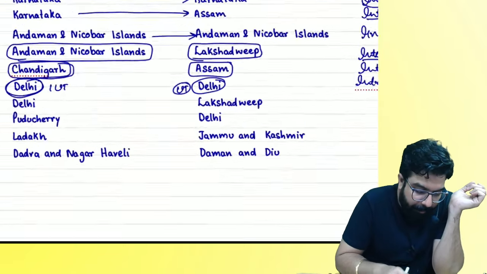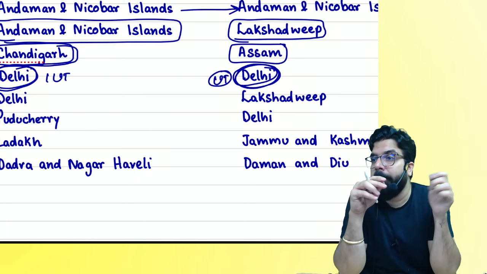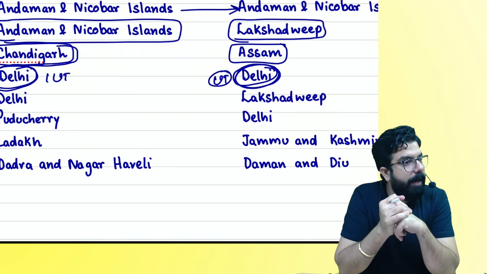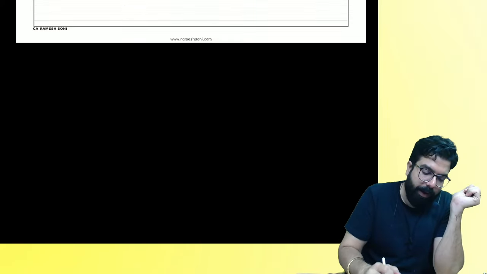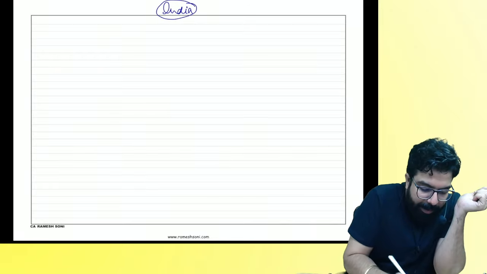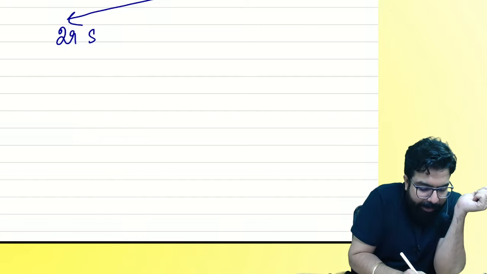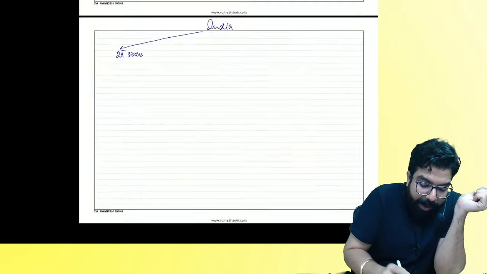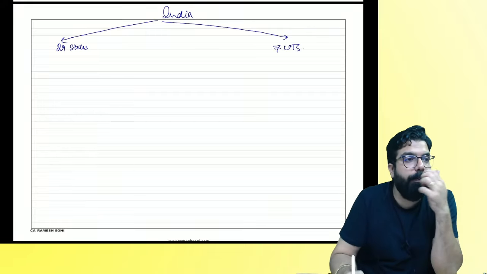Now I'll tell you why. Delhi, listen to me very carefully. You are telling me Delhi is a UT. Correct, everyone? Now listen to me very carefully. I want you guys to learn about India first. Tell me how many states we have in India? Actually, we had 29 states. And how many UTs? 7 UTs.